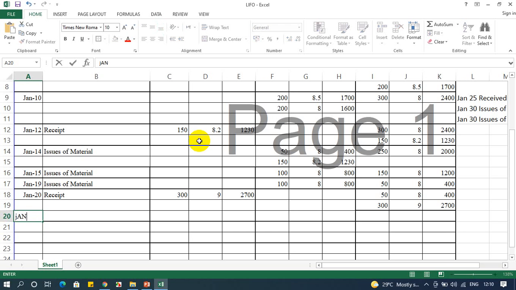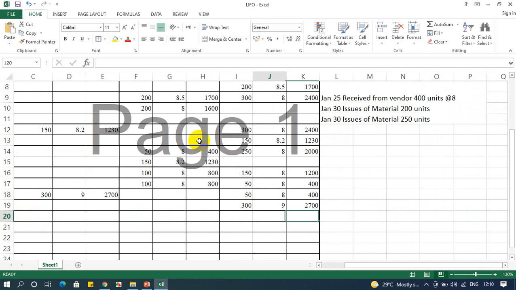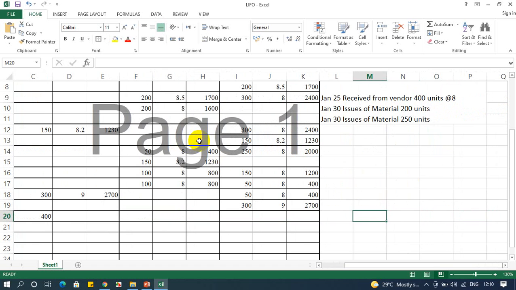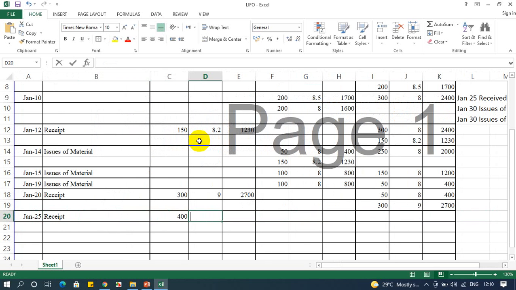So here, writing January 25, we receive... how many units are there? 400 units. So we need to write down 400 units at the rate of... what is the rate? 8. So it will be equal to 3200.